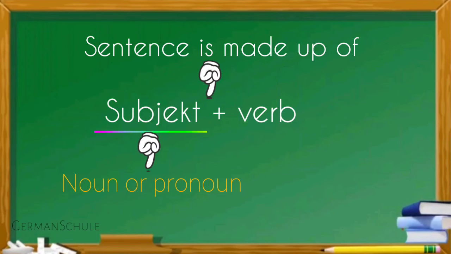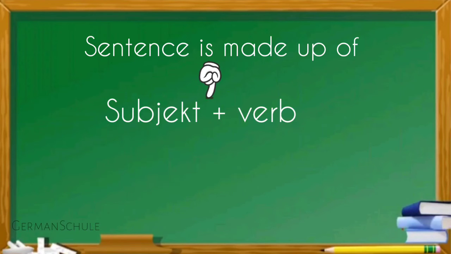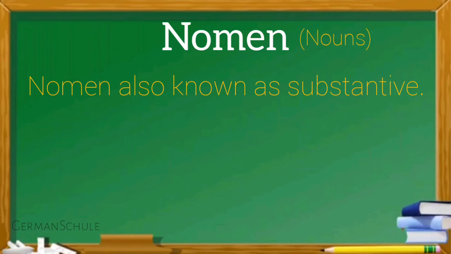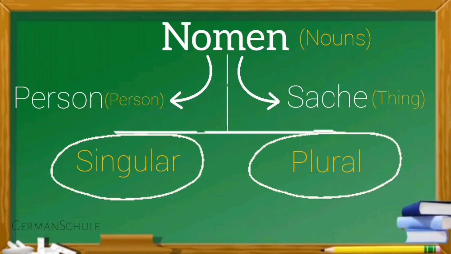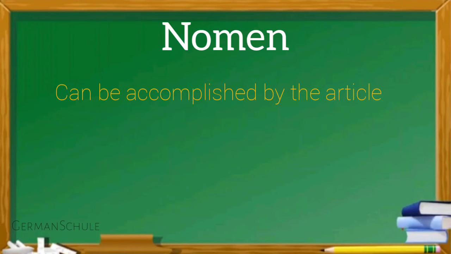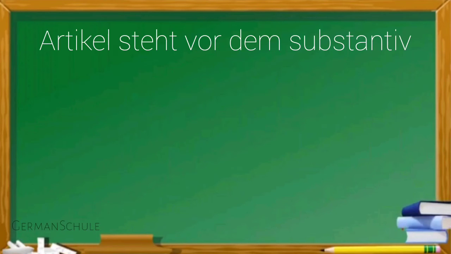In previous lessons, we already did pronouns. Now let's move on to the noun. Nomen, substantive. Nomen are also known as substantive. They can be either a person or Sache, meaning thing. And this can be singular or plural. A noun can be accompanied by an article. Hence, article stands for the substantive, meaning the article is placed before the noun.